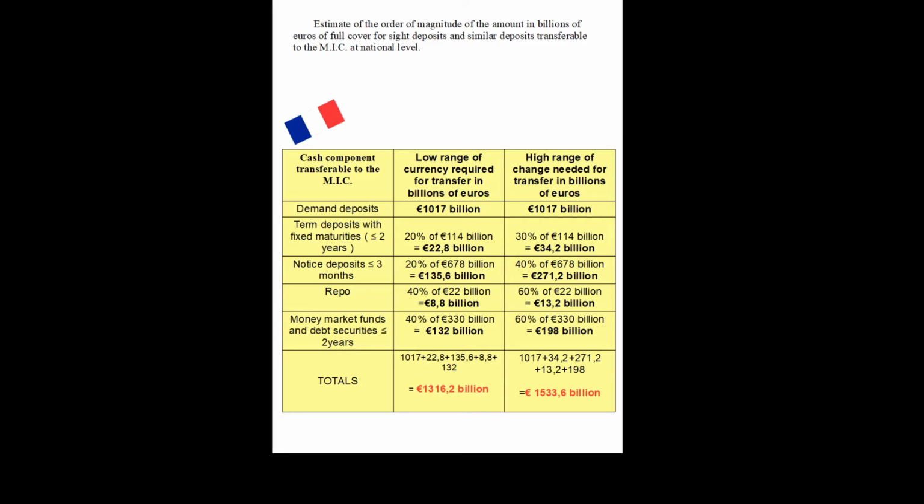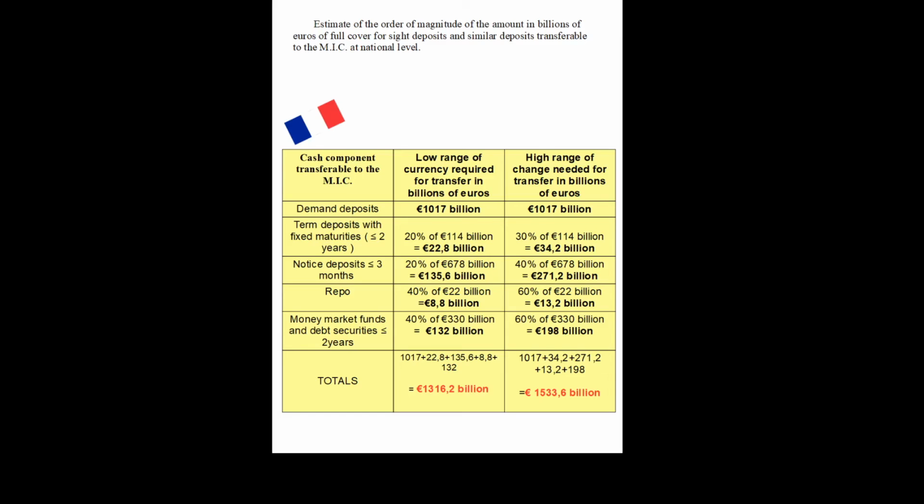€132.2 billion for the low band, and €180.8 billion for the high band. To sum up, a total for the required amount in billions of euro of sight deposits transferable to the EMC of €1,316.2 billion for the low band, and €1,533.6 billion for the high band.